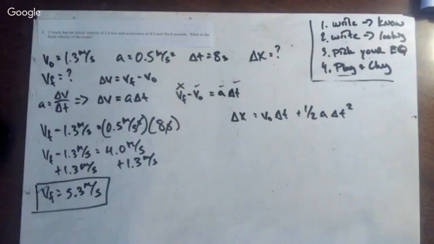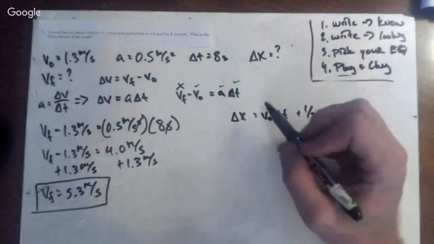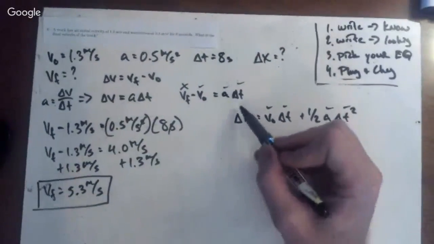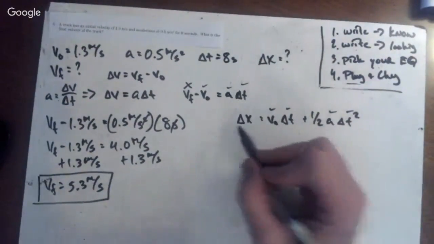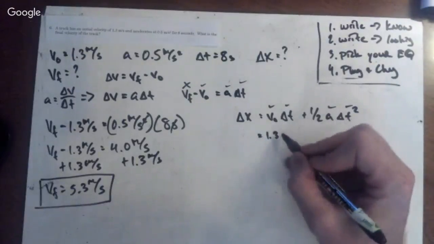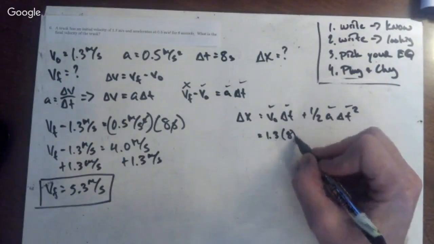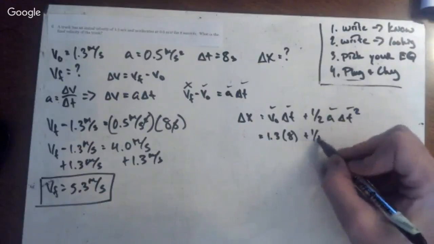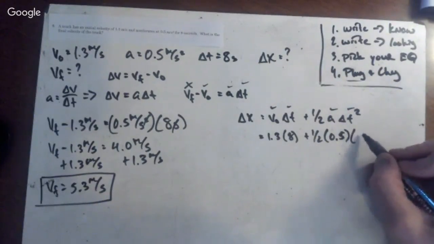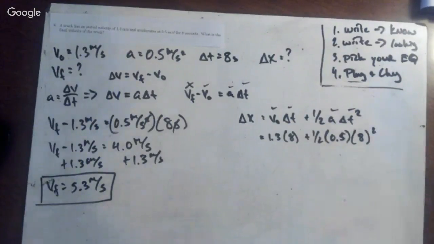Now, again, let's check and see if we can use this equation. We do know our initial velocity, we know our acceleration, we know our time. The only thing we don't know is this x right here. So let's go ahead and plug and chug again. 1.3 times 8 seconds plus 1/2 times 1/2 times 8 seconds squared.